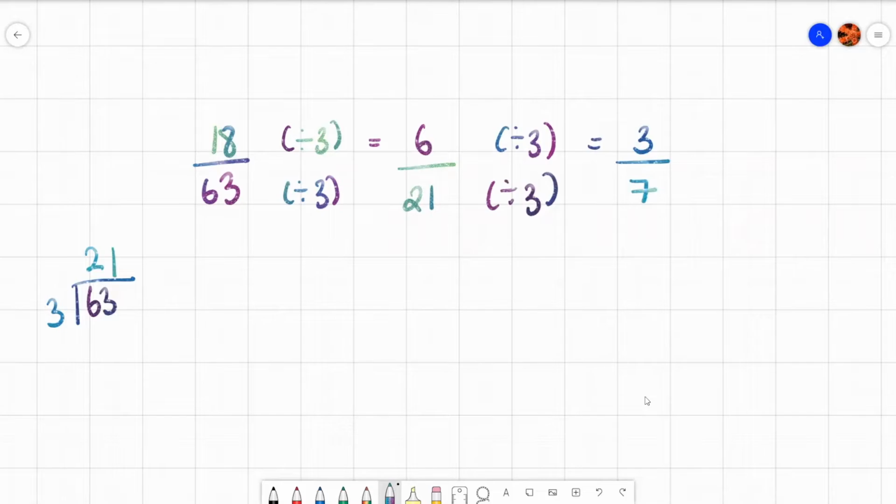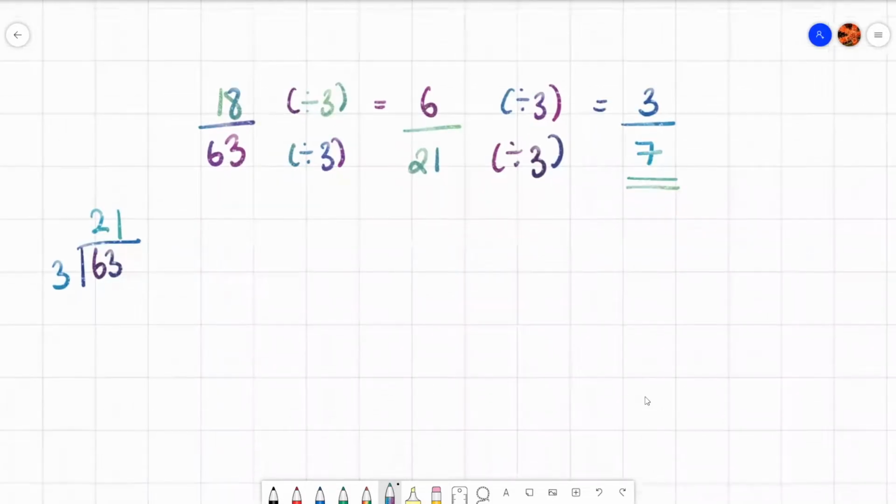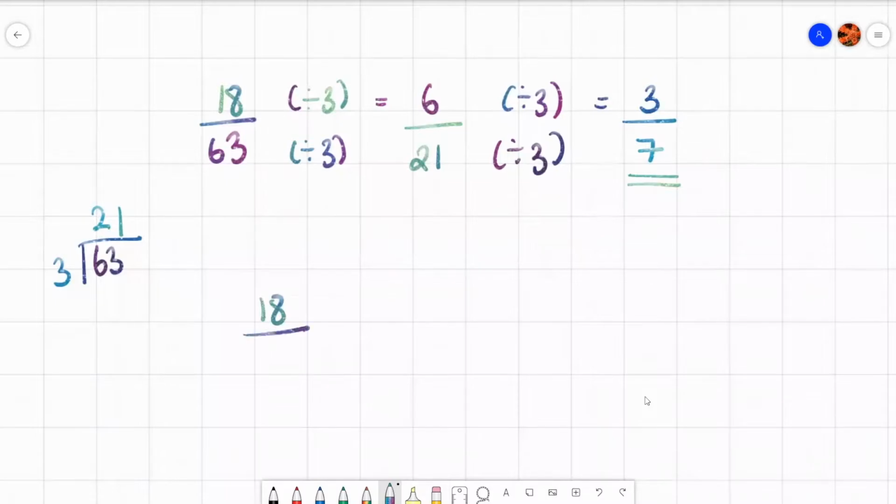7 is prime, so obviously it's not going to go, and 3 is prime, so they're not going to go into any other times table. So the answer is 3/7. You could have saved your time by just dividing them both by another number. Let's have a look. For a minute there, I thought that 63 was in the 9 times table, which it is.